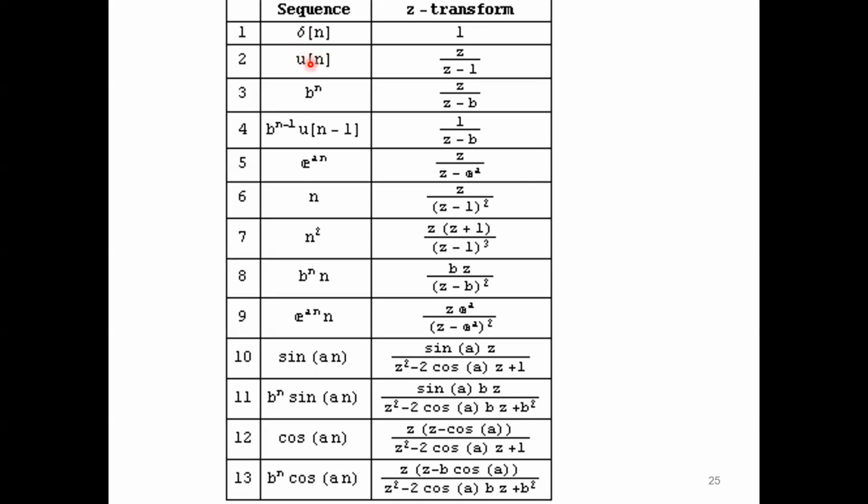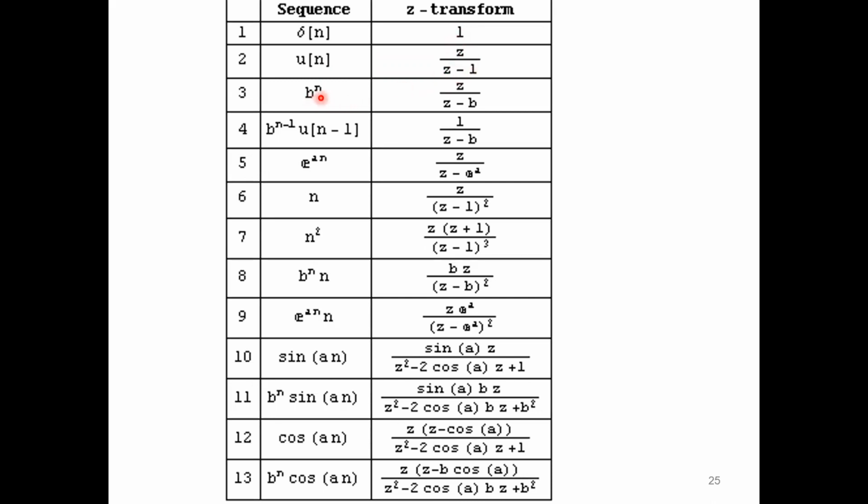So the number in succession is simply n, right? This is 0, 1, 2, 3, 4, 5, like that. The first sample, second sample, third sample, like that in the sequence. So the Z transform of that is z over (z minus 1). Okay, so it's important to remember these basic ones.